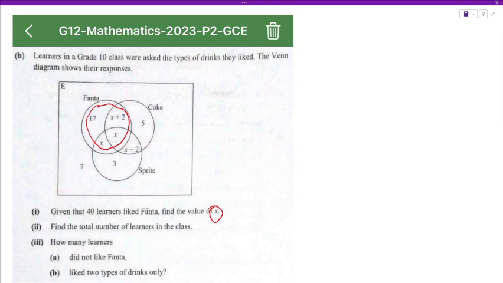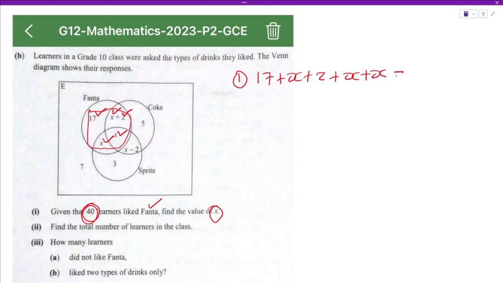So since they are saying that the set for Fanta, the total is 40, what are you going to do? Just get the set for Fanta, add everything in here, all these values. So I'm going to say Roman numeral 1: 17 plus x plus 2 plus x plus x, everything inside the set of Fanta. They are saying that the total should be what? 40. Then you equate it to that total, 40. Okay, at the end, simply solve for the unknown value, which is x in this case.